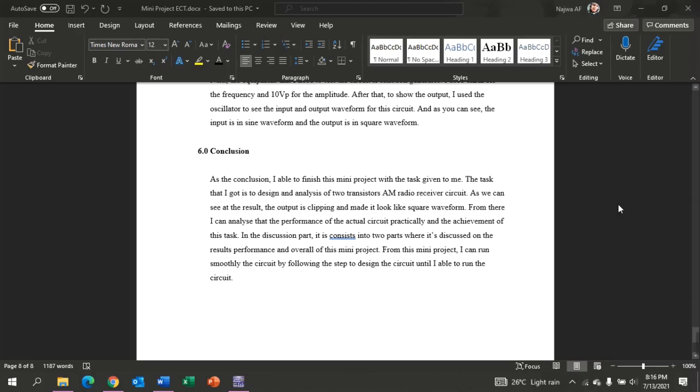The discussion part consists of two parts, where it discusses the result performance and the overall of this mini project. From this mini project, I can run the circuit smoothly by following steps to design the circuit until I am able to run the circuit.